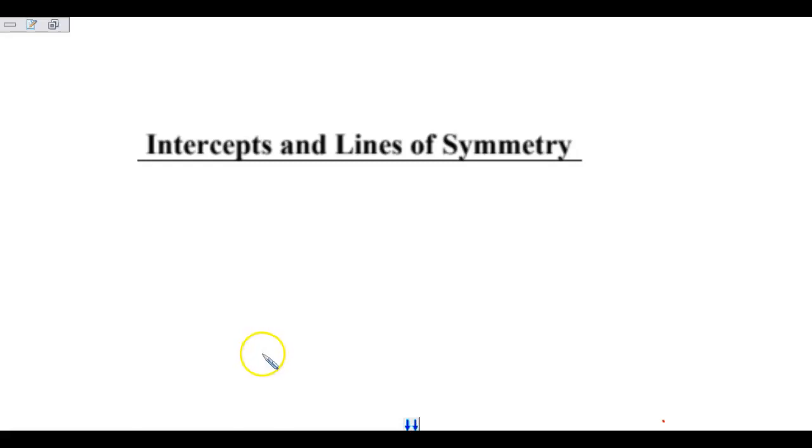Hello, today we're going to talk about intercepts and line of symmetry, and then we're going to talk about minimums and maximums and increasing and decreasing. It's going to be a three-part series, so there'll be 3 different videos. The first part is going to be intercepts and lines of symmetry.